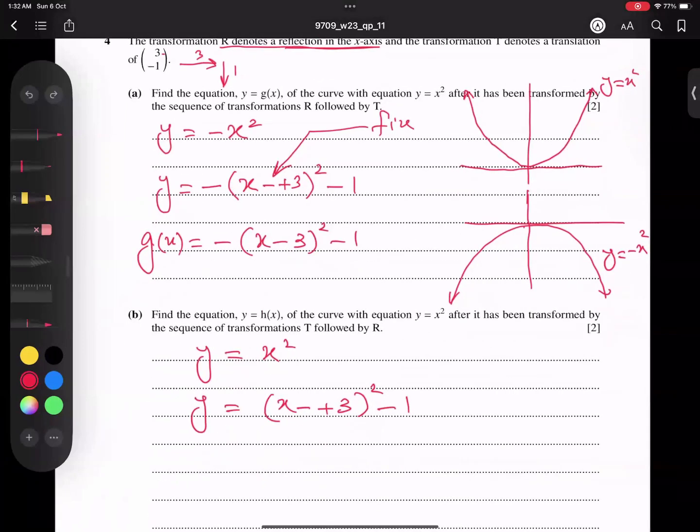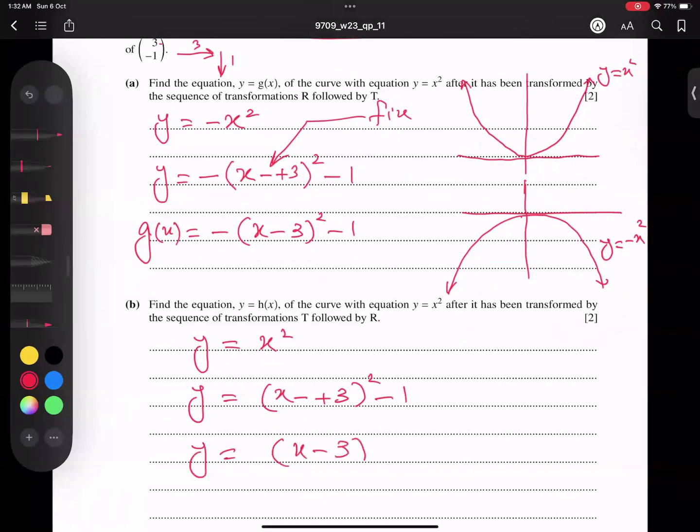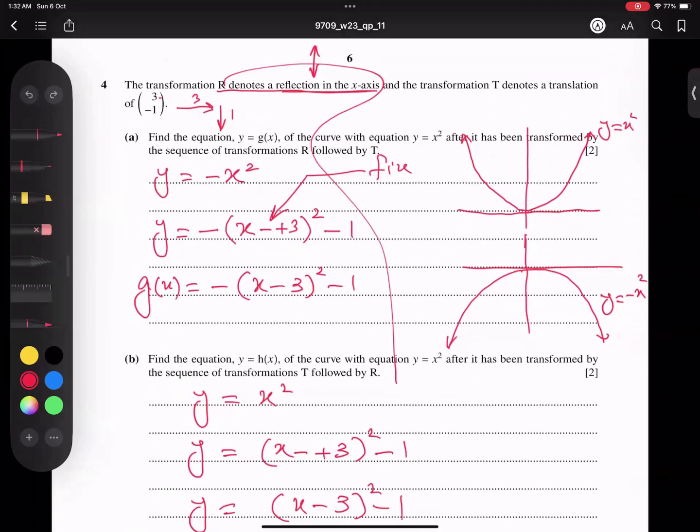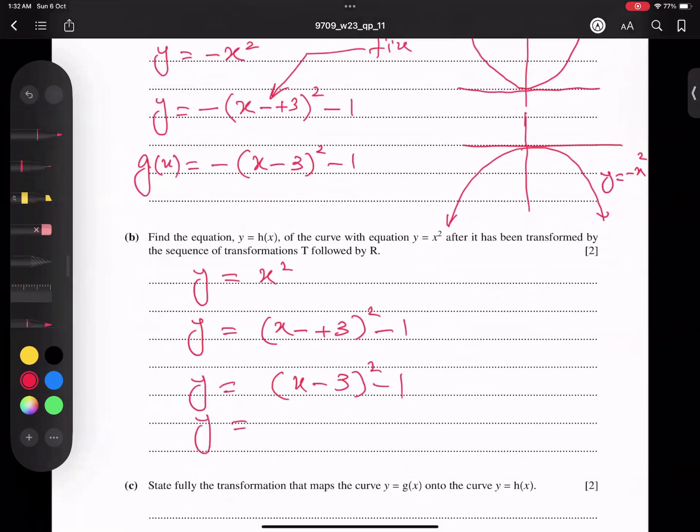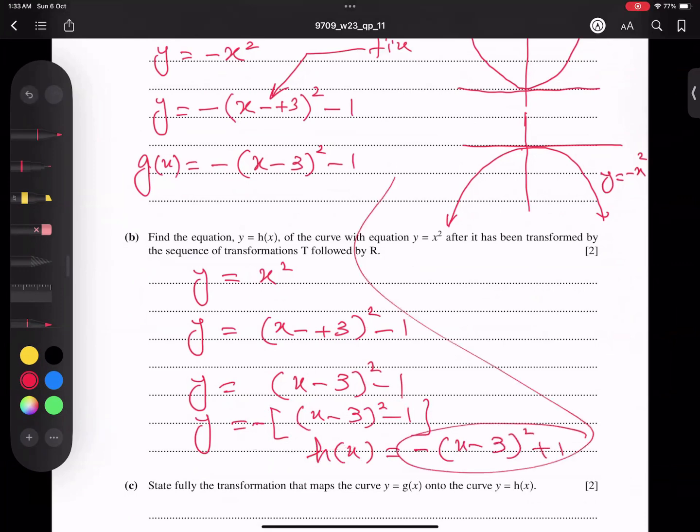Now, after this, what answer did I get? Negative (x minus 3) power 2 minus 1. What did he say? Followed by R. And what is R? Reflection in the x-axis, and you know, multiply the whole equation by a negative sign. So what does it turn out to be? It turns out like this. Finally it is called h of x, and I'm writing it as h of x: negative (x minus 3) whole squared, and negative times negative, positive 1. And you can see this answer and the previous answer are not the same. They are different, especially this part. Okay, I hope the point is very clear.